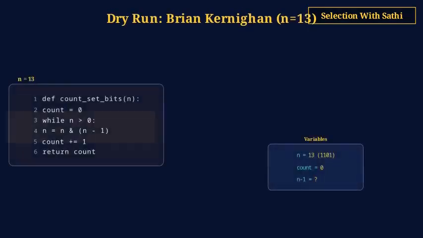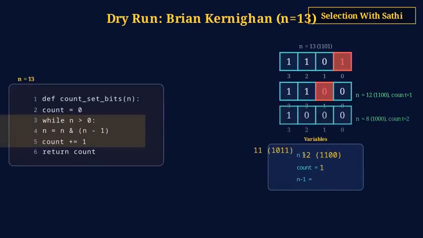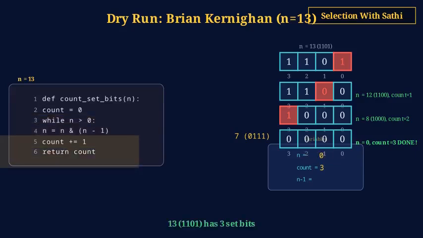Find the unique element using XOR. Array 4, 1, 2, 1, 2. Every element appears twice except 1. Look at line 4. We XOR all elements together. Start with result equals 0. XOR with 4 gives 4. XOR with 1 gives 5. XOR with 2 gives 7. XOR with 1 gives 6.